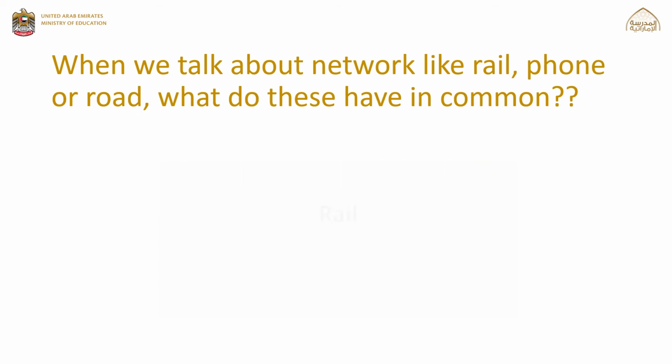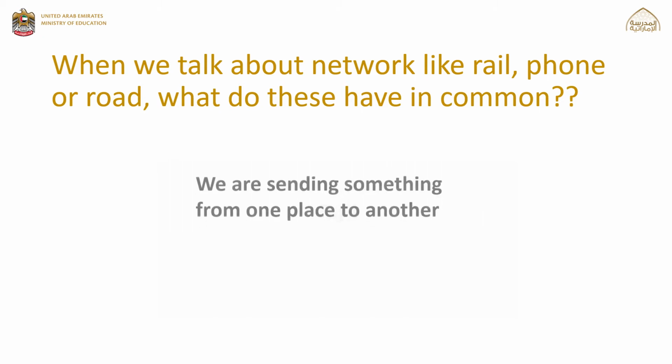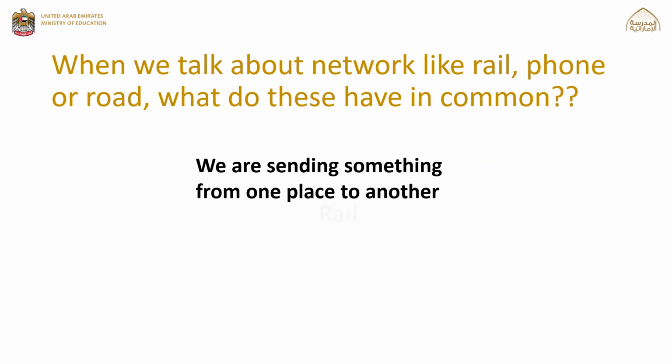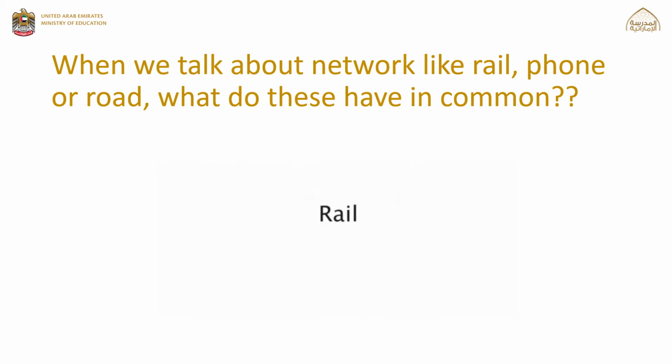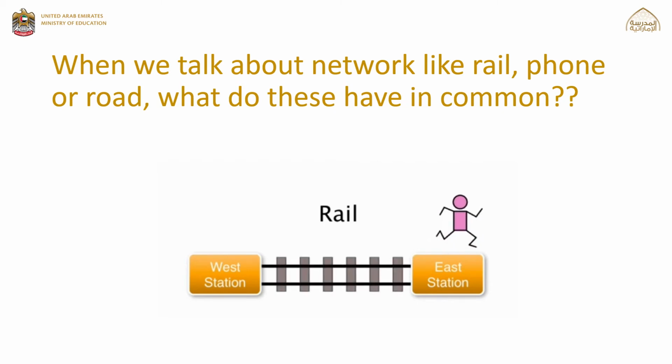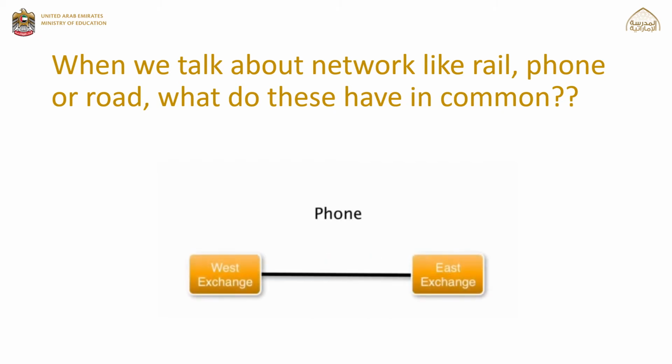We talk about the networks like rail, phone, or road. What do these have in common? What do you think? What is the common thing in rail, phone, or road? What we are doing is we are sending something from one place to another place. Let's take a look at a rail network. We have got the stations and the people who want to travel from one station to another station. In reality, these stations are connected to each other using railway tracks. So we have got the elements station, track, and people.